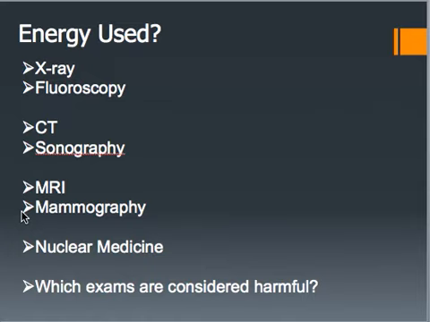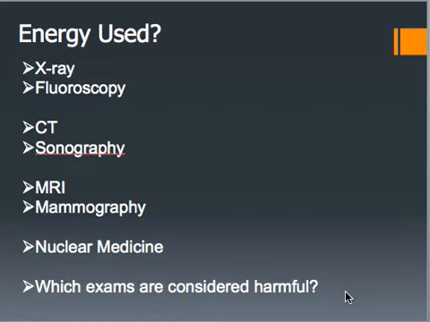And then nuclear medicine. What does nuclear medicine use? Nuclear medicine uses a combination of radiopharmaceuticals and a gamma camera. So it's actually using the gamma camera to pick up the radiation being emitted from the patient from the radiopharmaceuticals that are injected. So it's important to know which one of these are coined as harmful.